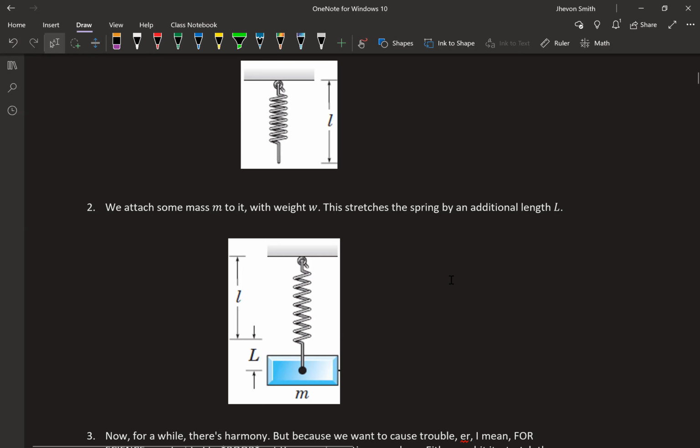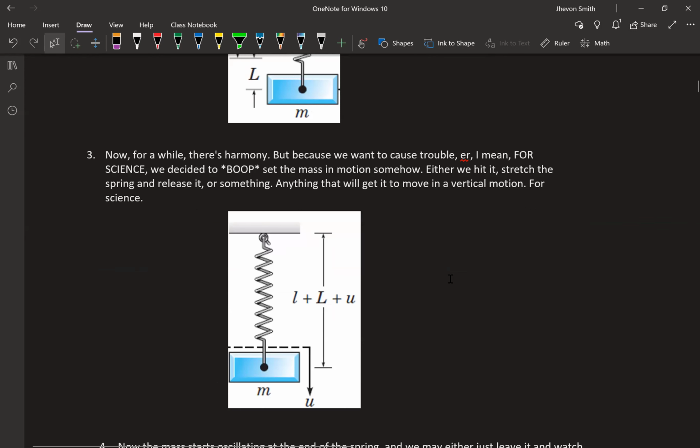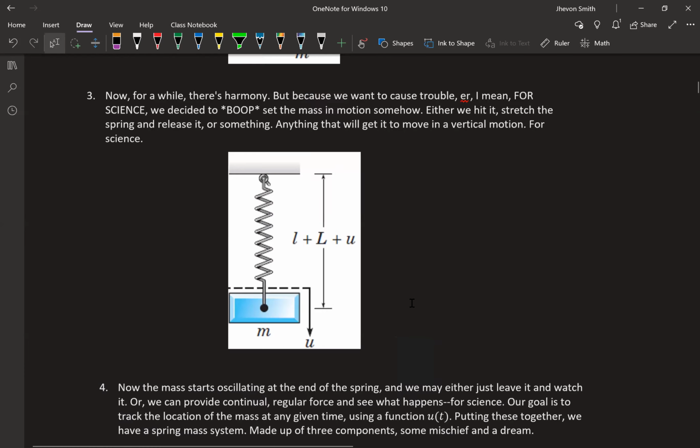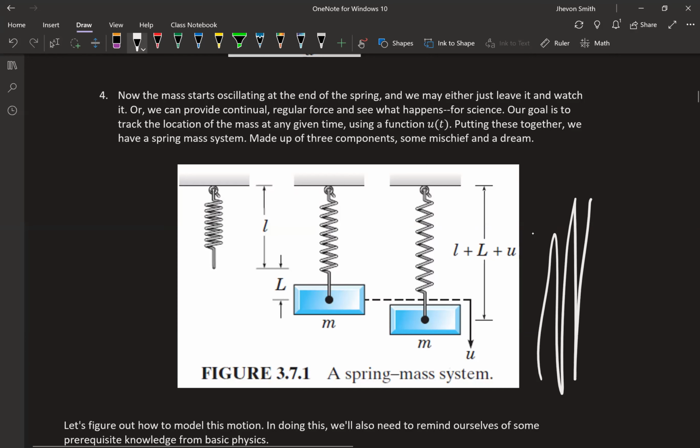And then everything is fine, all is right with the world, but for science, of course, we mess with it. We go boop, we boop the system, like you hit the mass or something and the spring starts bouncing up and down, right? Now the distance in which it's bouncing up or down, we start to measure that by a function U. So that's a spring mass system. You have a spring, someone attaches a mass to it, and then boop, someone either hits it or they stretch it further down and they release it. And so this thing starts oscillating up and down.